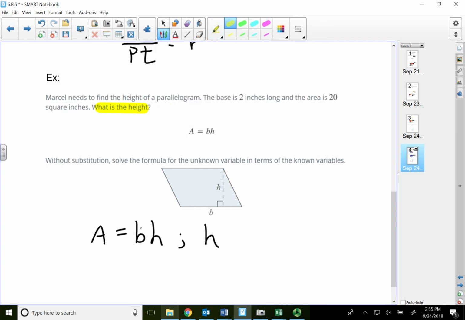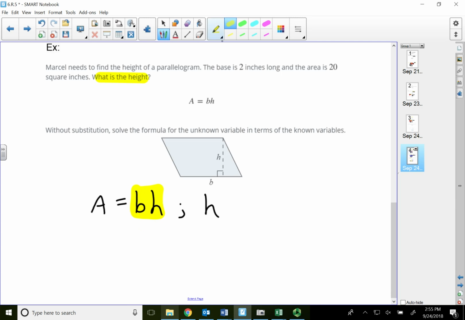The BH has to be my variable term. So if H is the variable, that will make B the coefficient. So all I have to do is divide both sides by the coefficient B. So my answer, my height, is equal to area divided by the base.